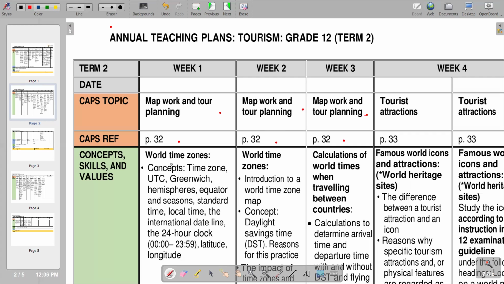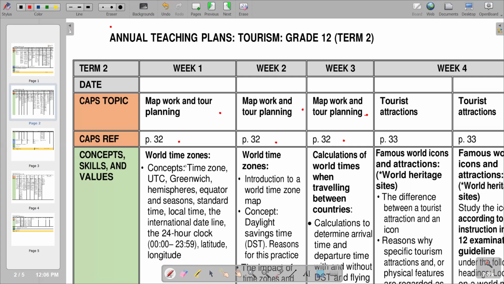In terms of the concepts, we are going to look at world time zones, whereby we are looking at time zone, UTC, Greenwich, hemispheres, equators, and seasons, standard time, local time, the international dateline, the 24-hour clock, and then latitude and longitude. This is what we have.